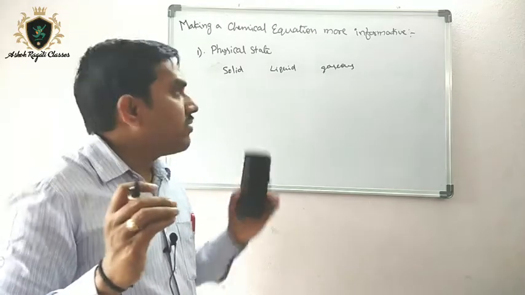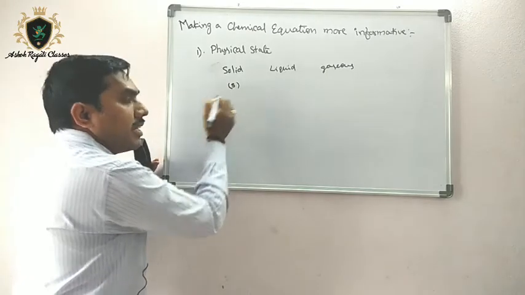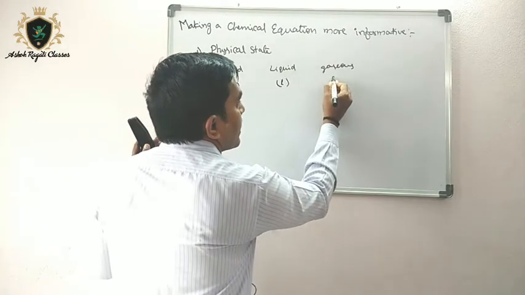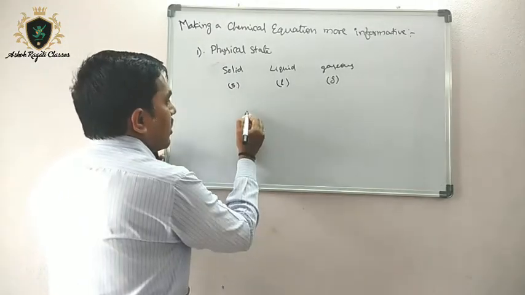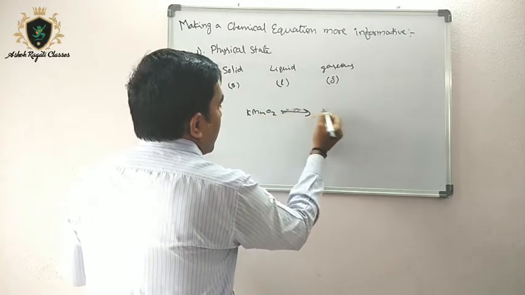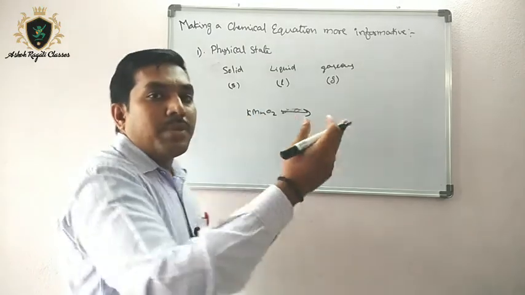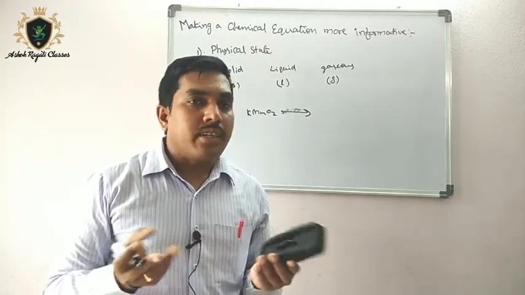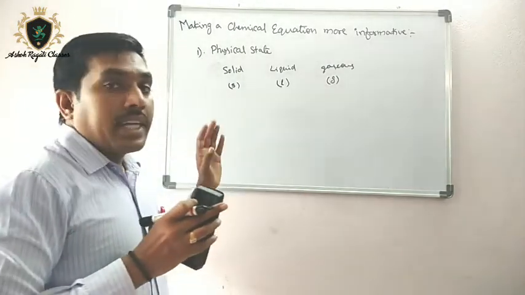What are the symbols we use for each state? If it is a solid, you indicate it with S as a subscript. If it is liquid, with L. If it is gaseous state, it will be G. Let us take an equation like KMnO4 breaking into something and something. If you are not mentioning the state, the user may not understand whether the KMnO4 should be taken as crystals or in liquid state. We have to mention the exact physical state of reactants and products.